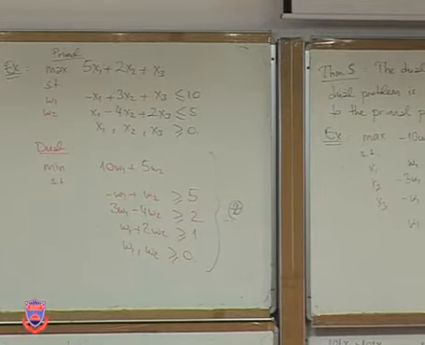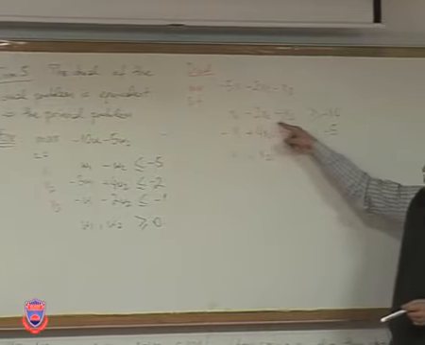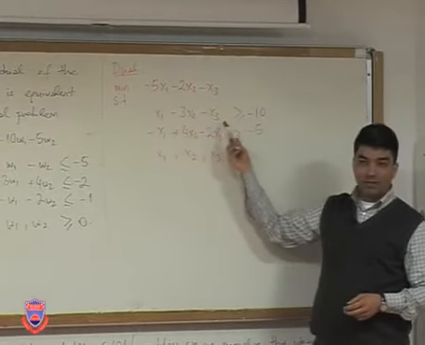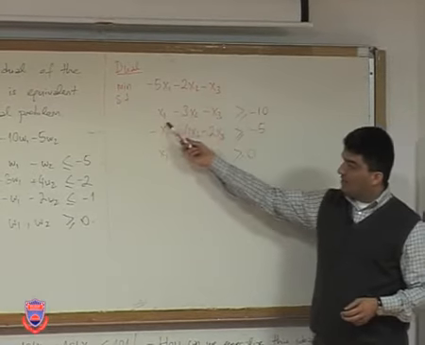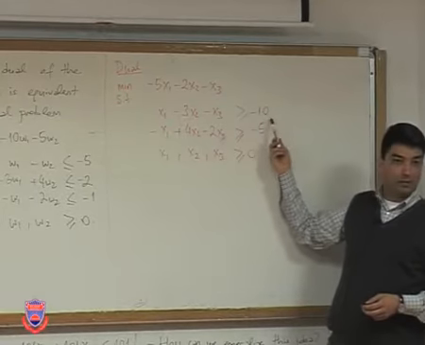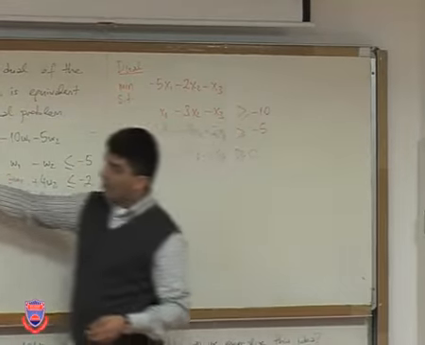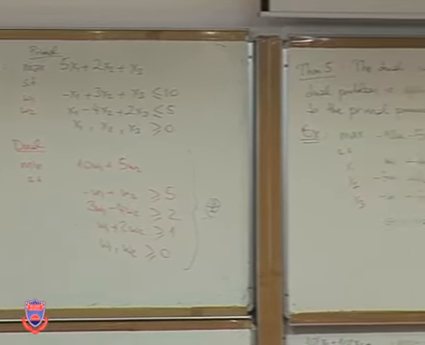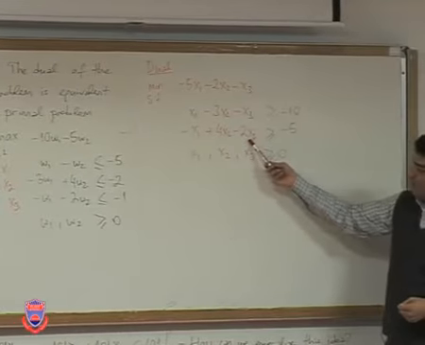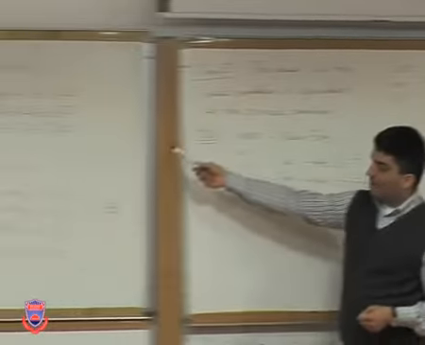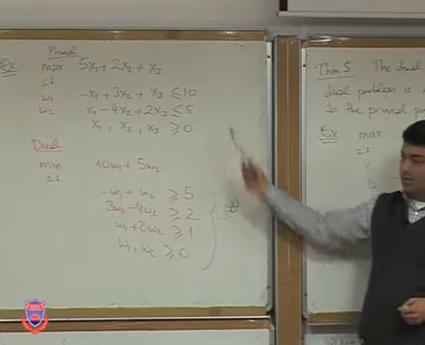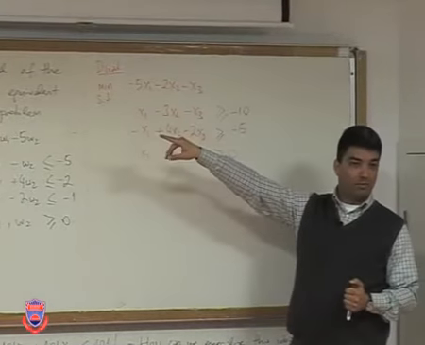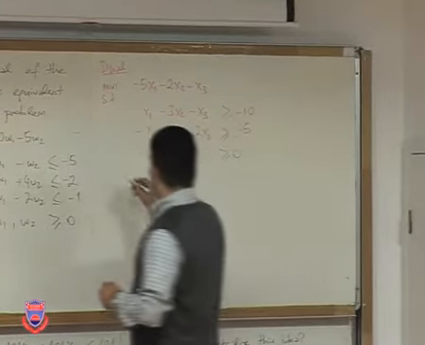Okay? Let me look at the first constraint. x1 minus 3x2 minus x3 is greater than or equal to minus 10. Well, what happens if I multiply this by minus 1? I have minus x1 plus 3x2 plus x3 is less than or equal to 10 now, right? Well, that's exactly the same as this constraint here, okay? Similarly, if I take the second constraint multiplied by minus 1, I have x1 minus 4x2 plus 2x3 less than or equal to 5, but that's exactly the same as, again, this constraint right here, okay? And all of my variables are non-negative, which means that the dual of the dual problem is equivalent to the primal problem, as we said, okay? So this problem is equivalent to the primal problem.